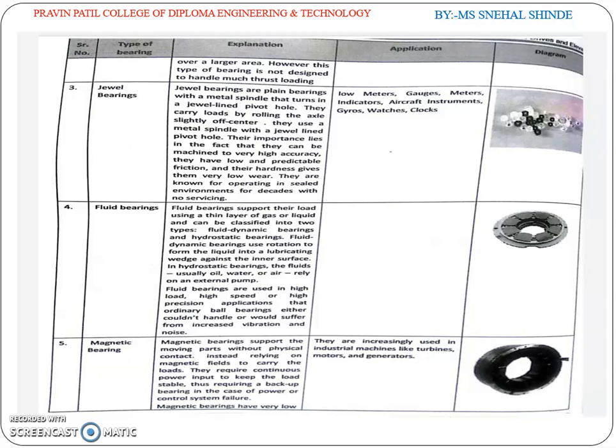Magnetic bearings support the moving parts without physical contact, instead relying on magnetic fields to carry the load. They require continuous power input to keep the load stable, thus requiring a backup bearing in the case of power or control system failure. Magnetic bearings have very low friction. They are used in industrial machines like turbines, motors, and generators.